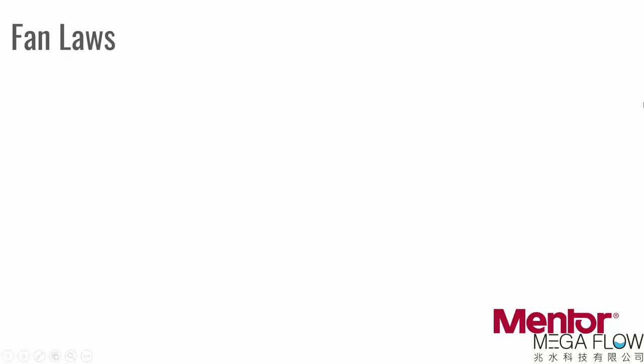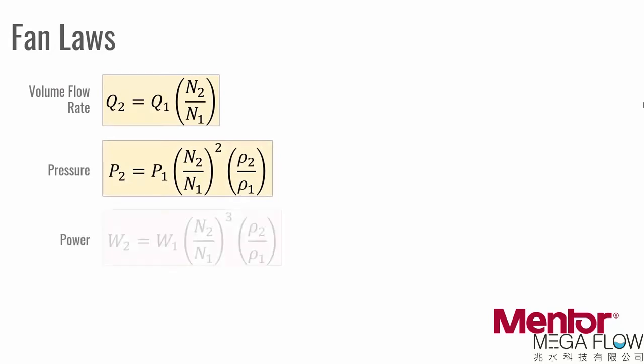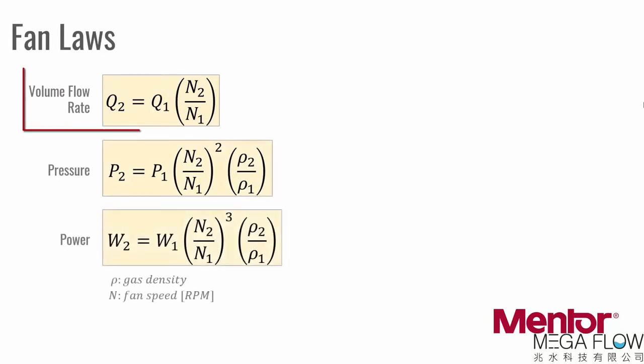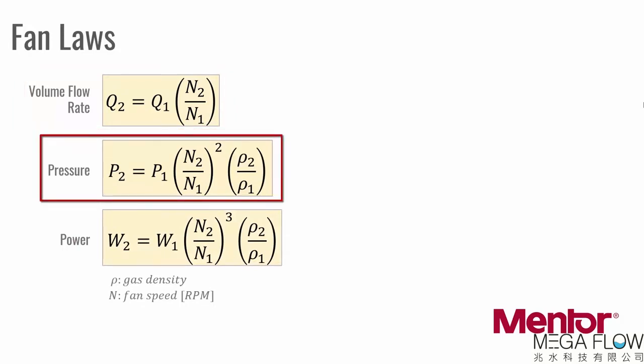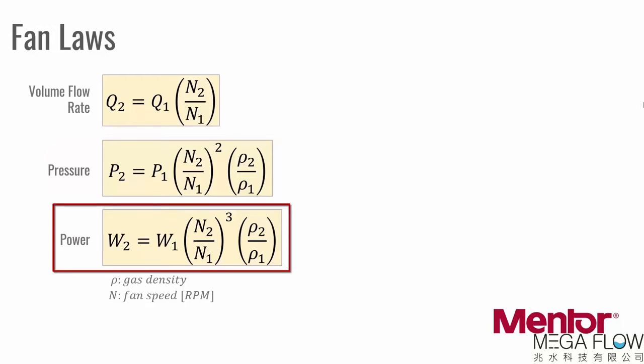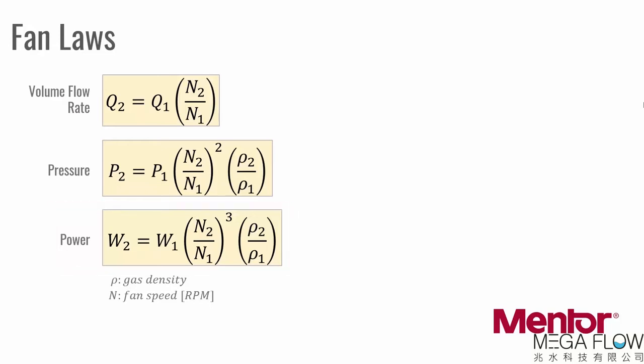An important part of integrating a fan into a system is understanding how the fan performance changes with RPM or with air density. These relationships are known as fan or affinity laws. I've included three fan laws that are useful for our discussion. The first equation shows the fan volume flow rate scales linearly with fan RPM. The second equation shows that the fan static pressure scales with RPM squared and linearly with air density. The last equation shows that the power associated with the fan scales with RPM cubed and linearly with density.